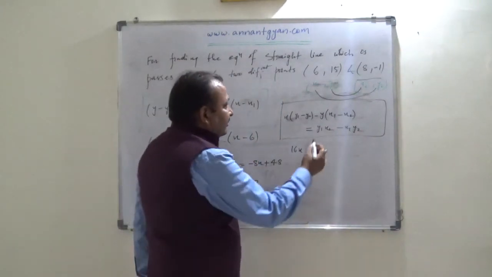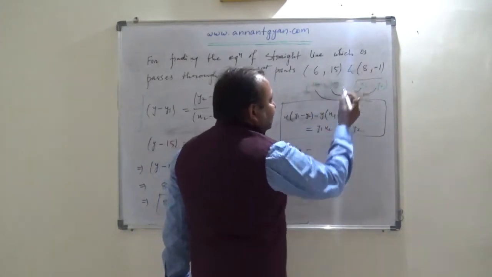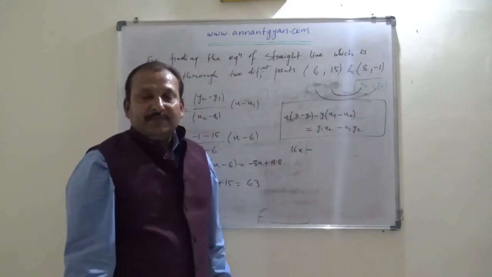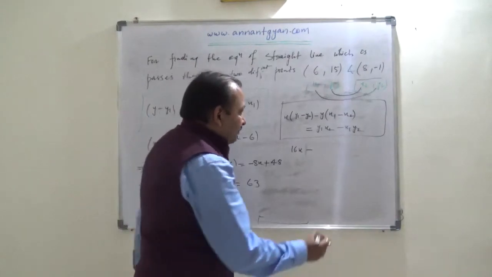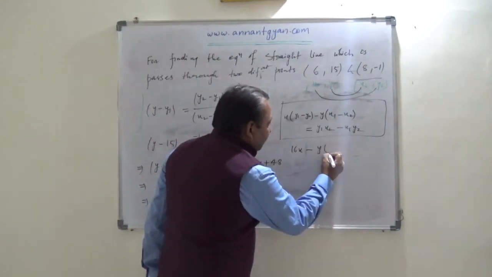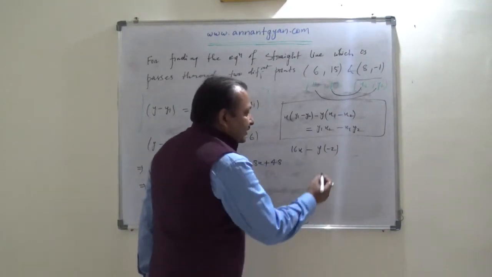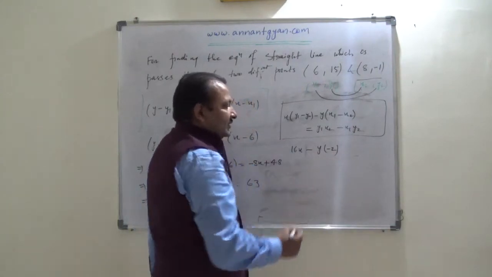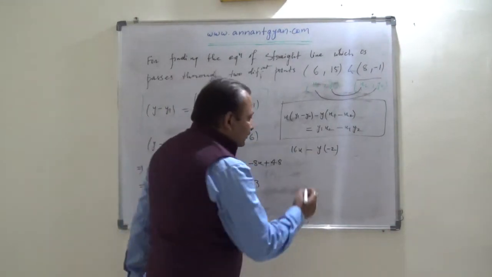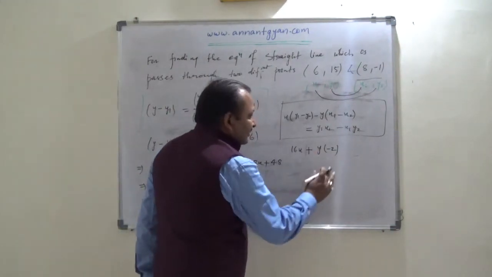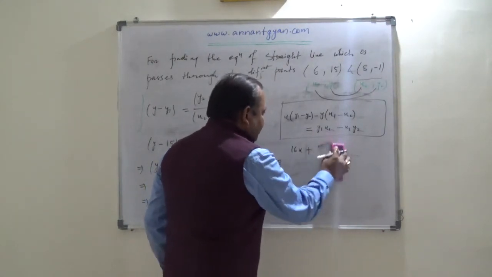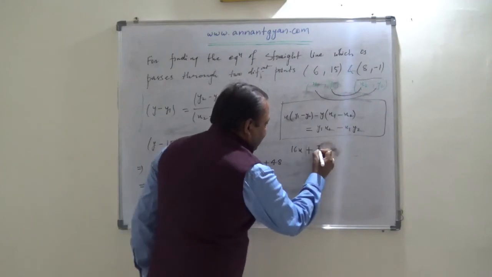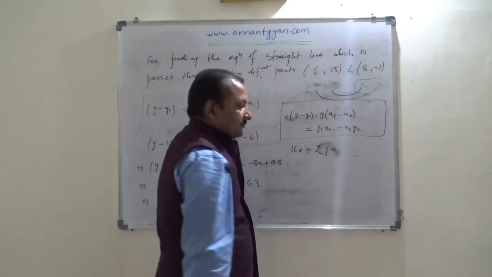So 6 minus 8 becomes minus 2. So y into minus 2. This minus into this minus becomes plus. So we shall write this as plus, and this particular value we shall write directly, that is 2 into y.